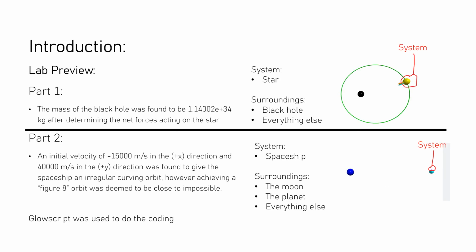So as a little introduction to the lab, part 1, we determined the mass of the black hole to be 1.14 times 10 to the 34th kilograms. And the system in that scenario was the star, whereas the surroundings were just the black hole and everything else, but it was just the black hole. So for part 2, an initial velocity of negative 15,000 meters per second in the x direction and 40,000 meters per second in the positive y direction were found to give the spaceship an irregular curving orbit, but achieving a figure-8 orbit was deemed to be close to impossible. And in this scenario, the spaceship was the system, whereas the surroundings were everything else.